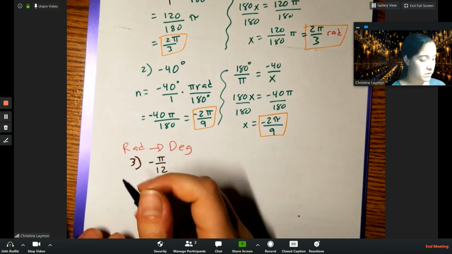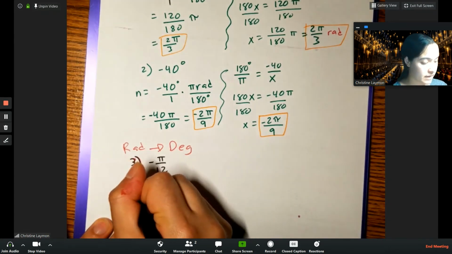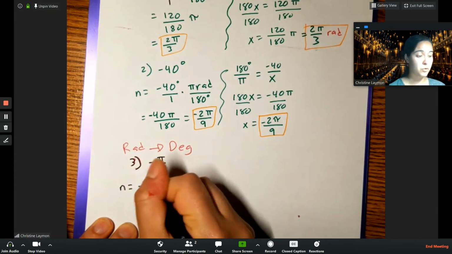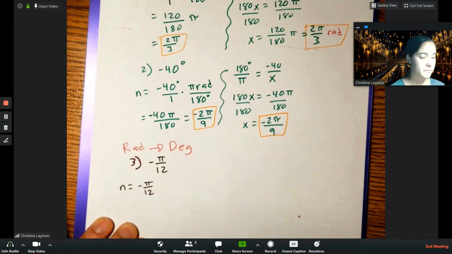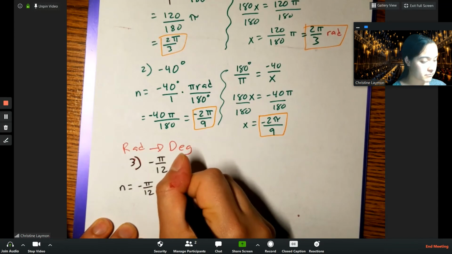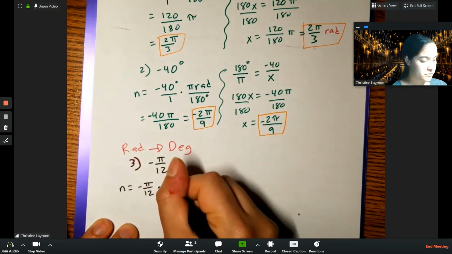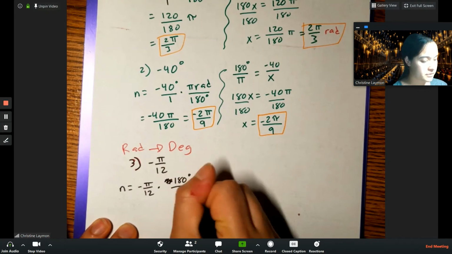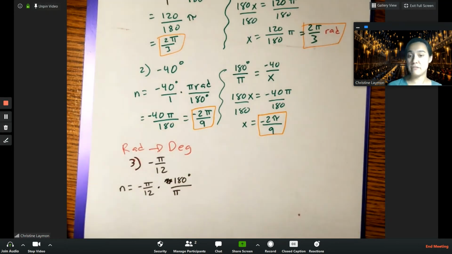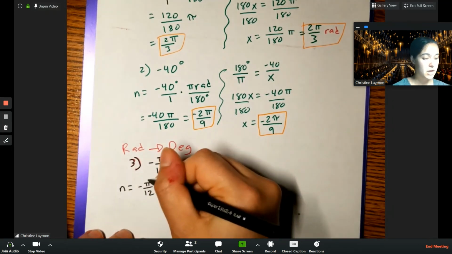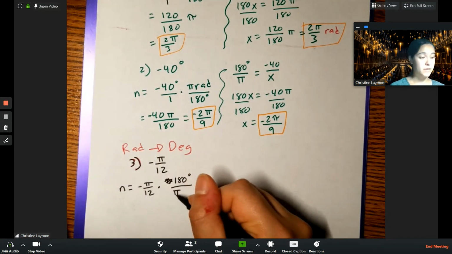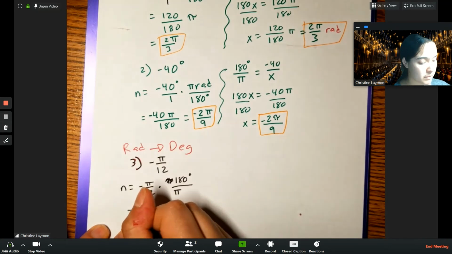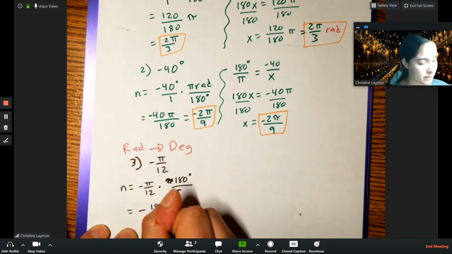So I'm going to say n equals negative pi over 12, and again this whole thing, this is in radians, times 180 degrees over pi radians. So again, radians are in the top here, radians in the bottom there. These pi radians will cancel out. I'm going to end up with negative 180 over 12.